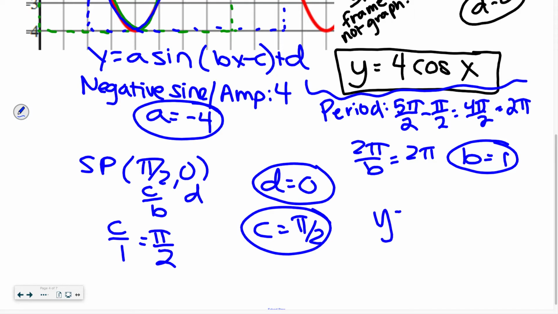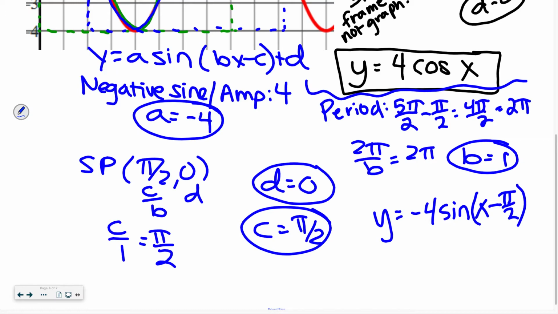So this equation would look like y equals negative 4 sine of x, because my b is 1, minus pi halves, because c was positive, so it looks like a minus, and then I have plus 0. So if I didn't tell you which graph you had to do, 4 cosine x is the same graph as negative 4 sine x minus pi halves. But you might have to do a little bit of work to find your A, B, C, or D.